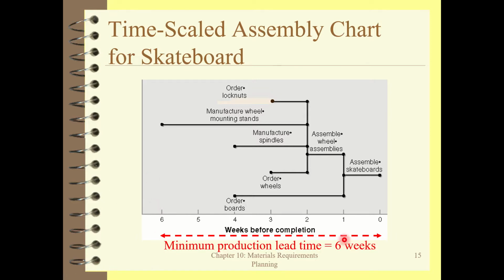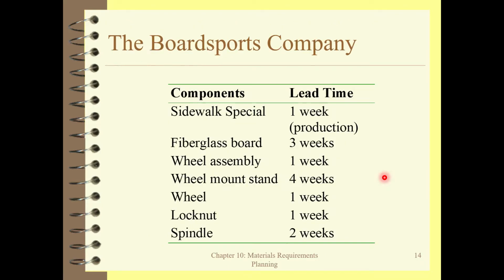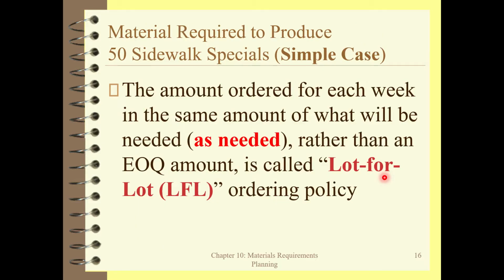The minimum production lead time is 6 weeks, meaning that you need at least 6 weeks to produce the complete sidewalk special skateboard. Suppose that a customer orders 50 sidewalk special from you, and for the simple case there is no on-hand inventory. On-hand inventory means that you have some items in your stock, but for the simplest calculation, we just assume that there is no on-hand inventory at all.